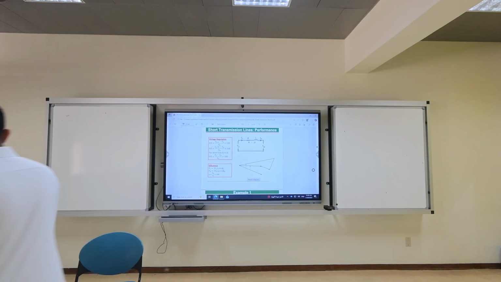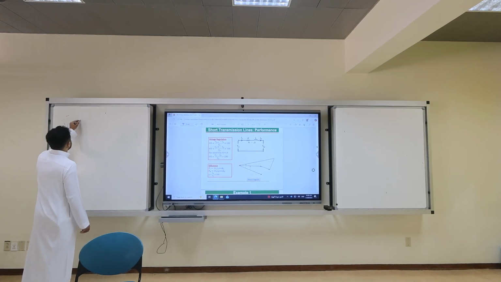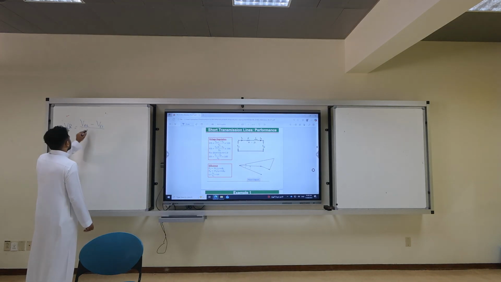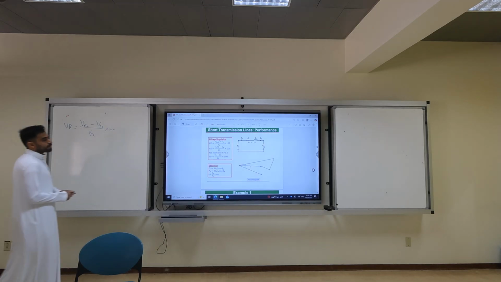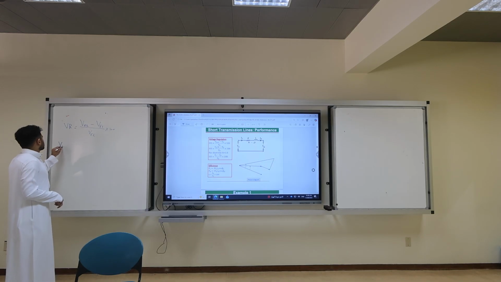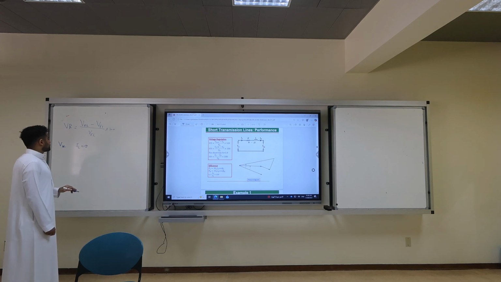What is the voltage regulation? V no load minus V full load over V full load times 100. Well, if I don't have any load, I have IL equals 0, right?